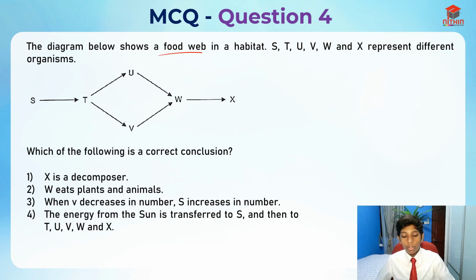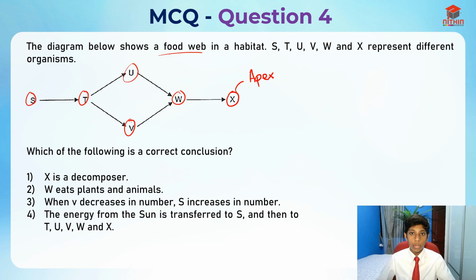So right now let's identify what kind of organisms these are. X is obviously the apex predator, because it eats all the other organisms. It eats W, and W actually eats U and V, and U and V eat the same organism called T. And T eats S, but S doesn't eat anything, right? Isn't this strange? So S in this case should be the plant. So S is the plant.